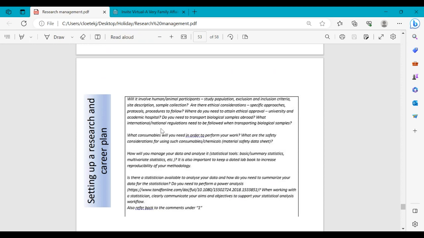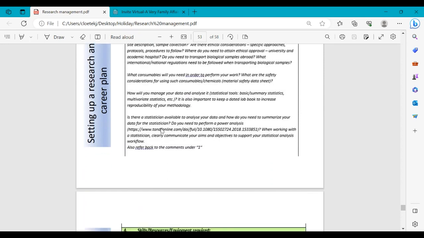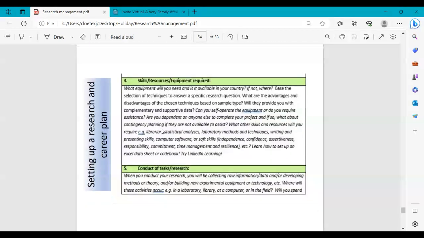Then how you will manage data, which statistical analysis you'll be using. Will you be using basic or which multivariate statistics, because there's a lot of them. You need to ask the advice of your statistician. Also the power analysis, these things. A statistician can really help you in planning your studies well.